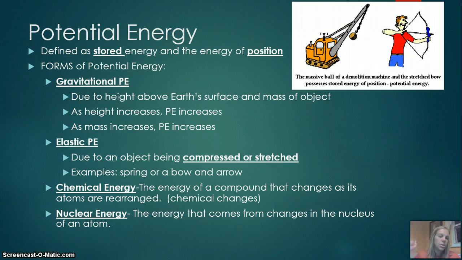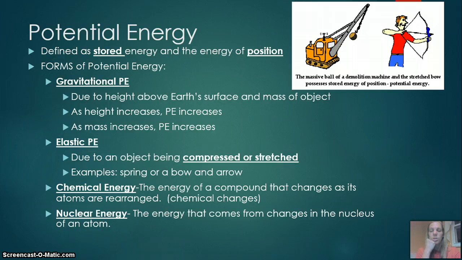Another form of potential energy is elastic potential energy, and this is due to an object either being compressed or stretched. So compressed is when things are pressed together, stretched is when they're pulled apart. An example of this would be a spring or a bow and arrow, where you're pulling back. A rubber band also, when it's being stretched.